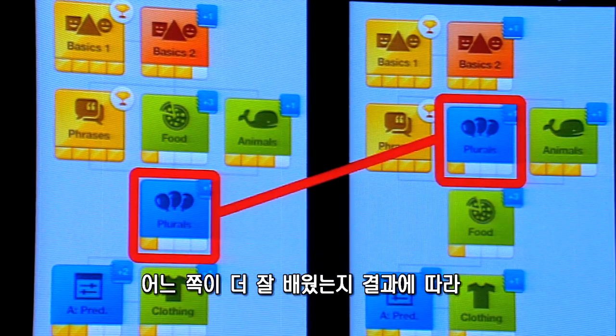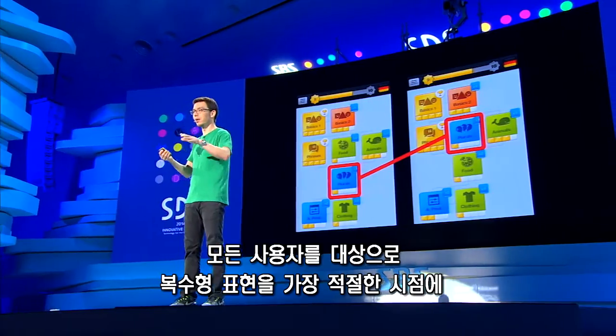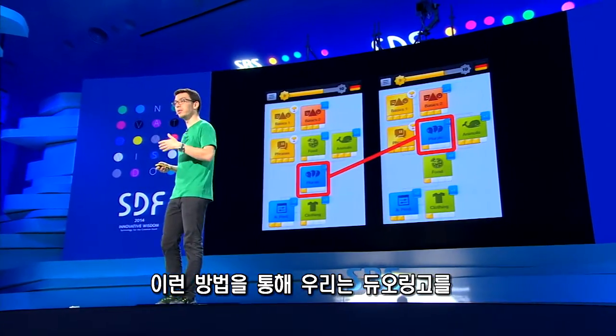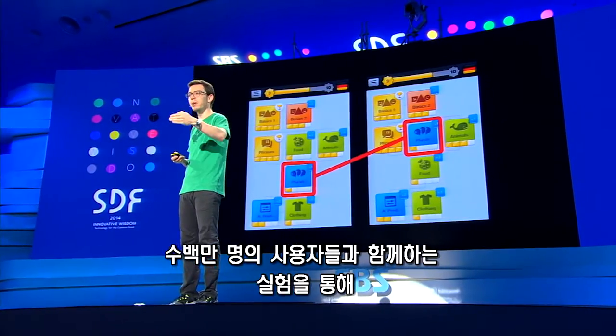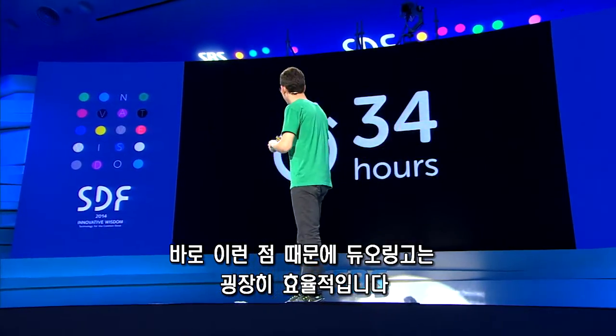And whichever ones learn better, then we can start teaching plurals a little earlier or a little later to everybody. So using this method, we are improving Duolingo very significantly every day. In fact, every day Duolingo gets better because we do new experiments with millions of users. Okay? And it is because of this that Duolingo is very effective.